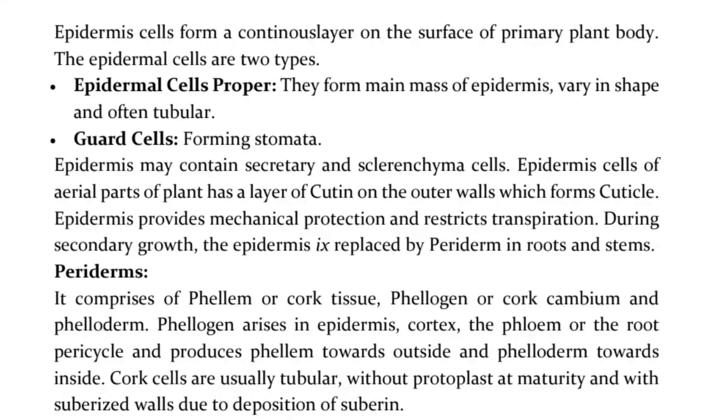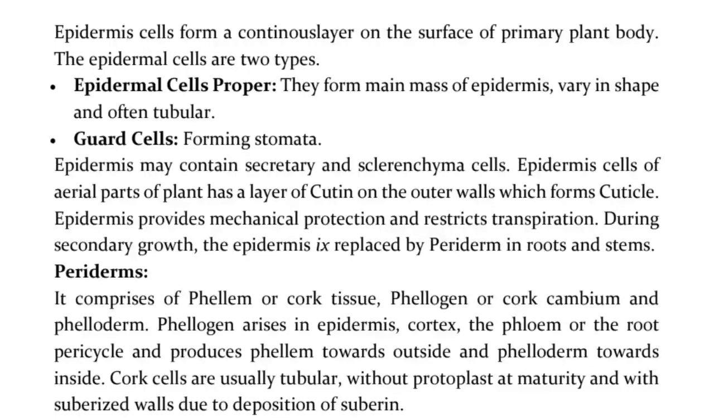Epidermis. Epidermis cells form a continuous layer on the surface of primary plant body. The epidermal cells are of two types. Epidermal cells proper. They form the main mass of epidermis, vary in shape and are often tubular. Guard cells, forming stomata. Epidermis may contain secretory and sclerenchyma cells. Epidermis cells of aerial parts of plant have a layer of cutin on the outer walls which forms cuticle.